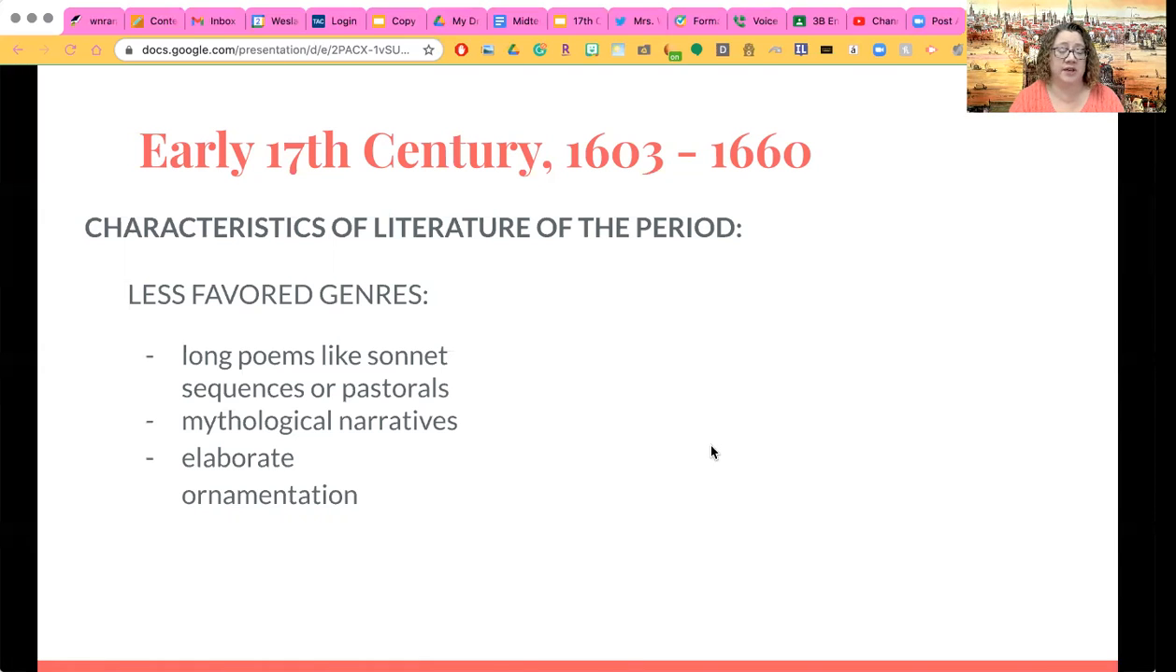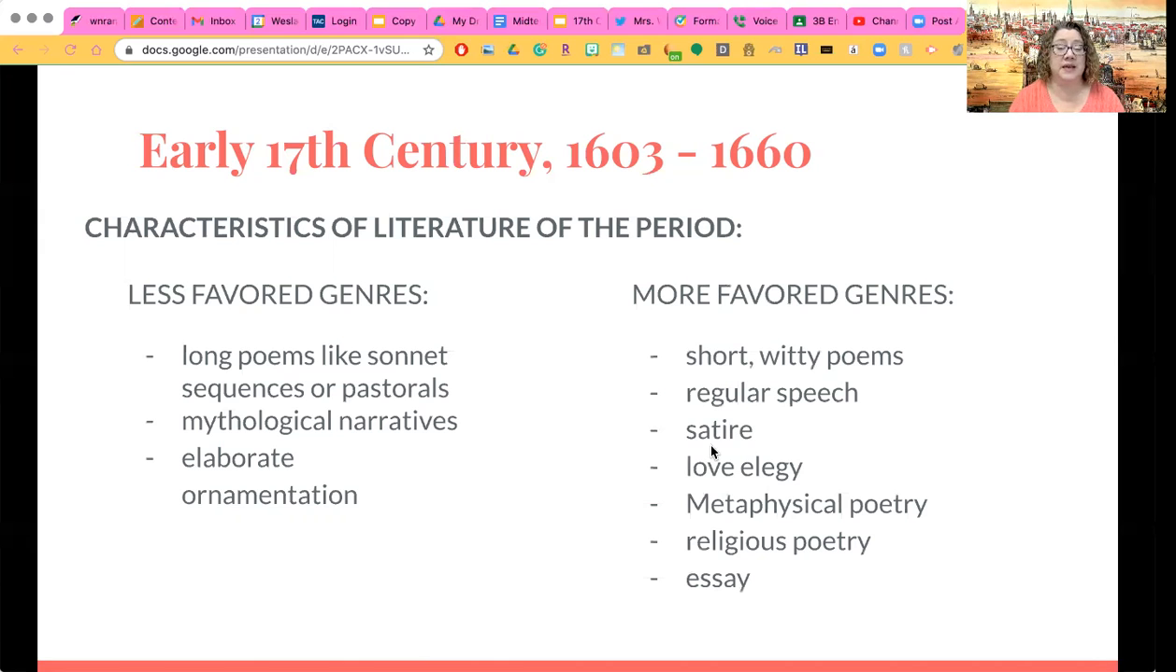Elaborate ornamentation is out, and we see less of that in literature. What we see is poetry that is short, witty, uses regular speech, sometimes satirical. We see literature in general that's satirical. We'll be looking at Gulliver's Travels, which is highly satirical, and you could even argue that Paradise Lost has some satire as well.